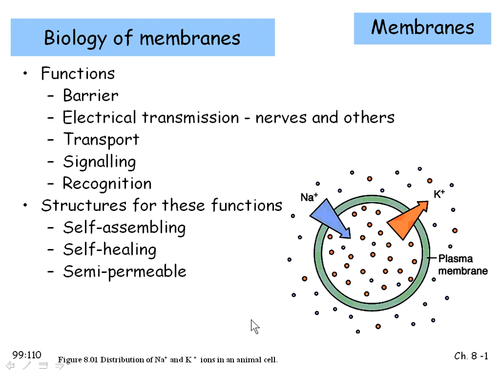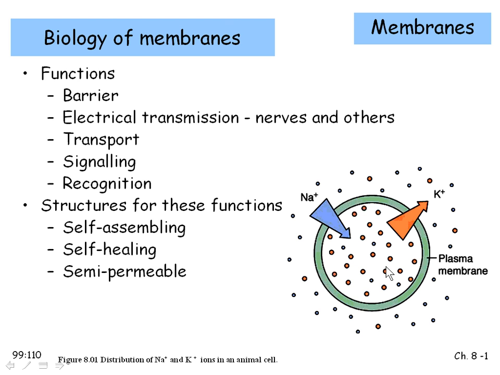So when we think about this, we see that the structures that are needed to perform those functions would ideally have the following properties. They'd be self-assembling, so you'd always have something around a cell. They would be self-healing. If membranes didn't heal essentially immediately, cells would leak out their guts whenever you twitched. And they need to be semi-permeable. That is, they need to let some stuff in and out and not other stuff.